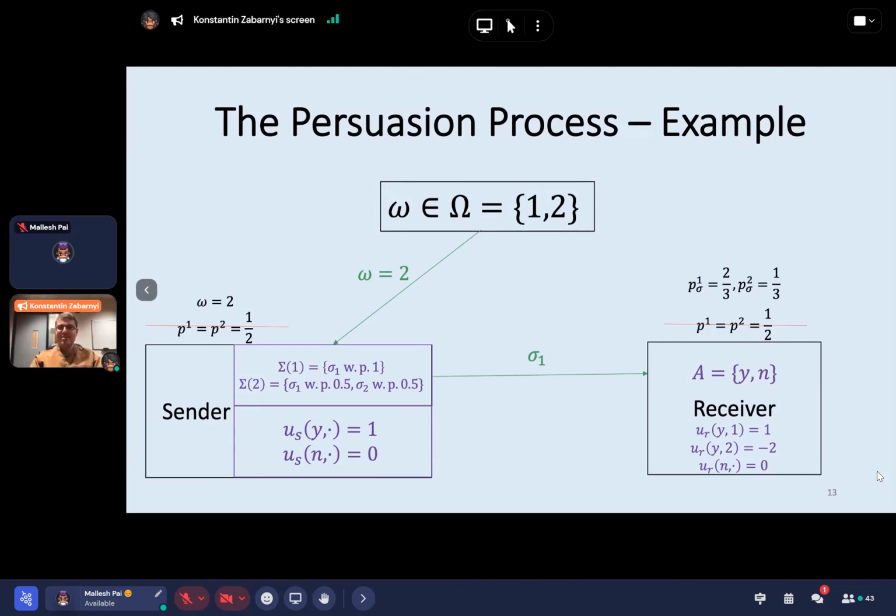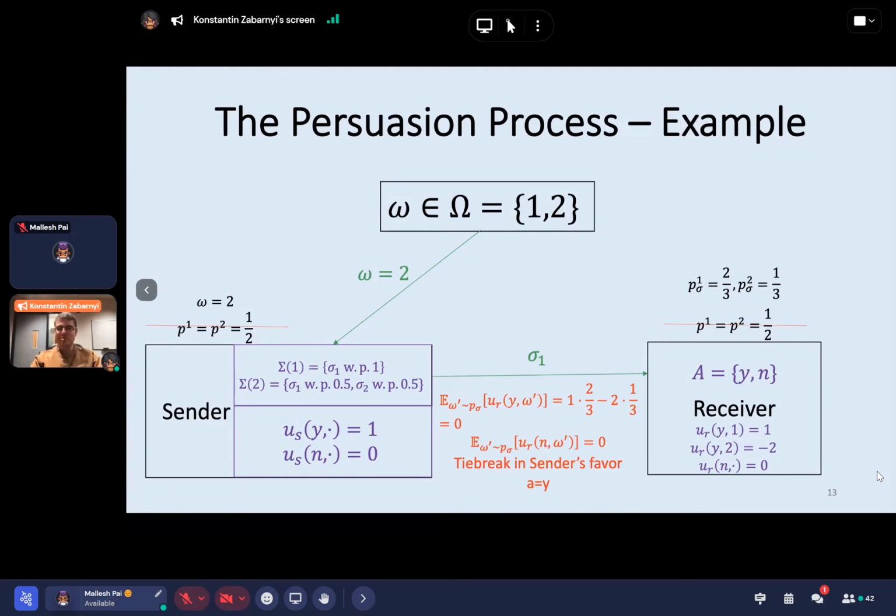And now let's understand which action is better for the receiver. So the easy part is that for the no action, the utility of the receiver is always 0, so of course her expected utility for action no is also 0. But let's understand what happens for action yes.